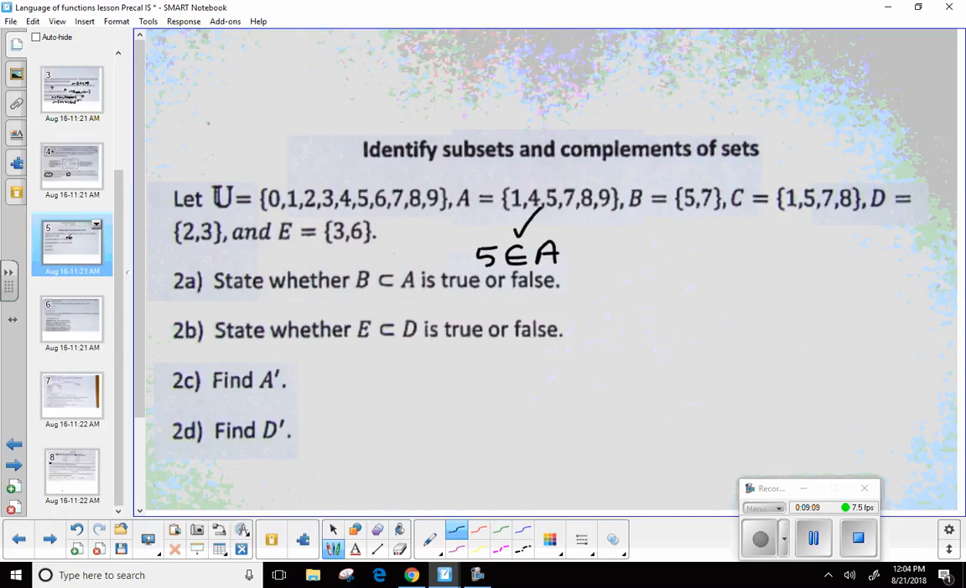This is just like we were doing a second ago. The other element is 7. Could I go ahead and say that 7 belongs to A? Yes. With both of those being true, can I say that B is a subset of A? Yes, so that's a true statement. That's all there is to it.